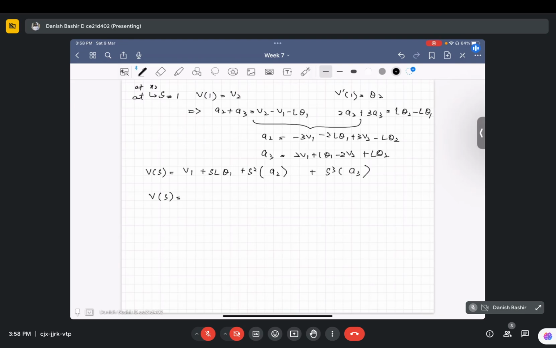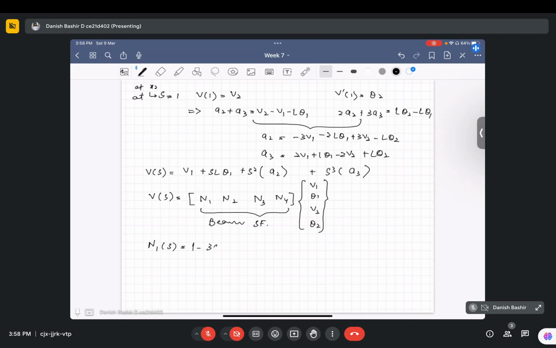v of s is equal to, I will equivalently write it as, N1, N2, N3, N4 multiplied by the variables v1, theta 1, v2, theta 2. Here I will get the values of N1, N2, N3, N4. These are known as beam shape functions. Okay, so if you remember, in the bar element we had two bar shape functions, because we had 2 degrees of freedom. Here we have 4 degrees of freedom, so four shape functions. N1 is a function of s.